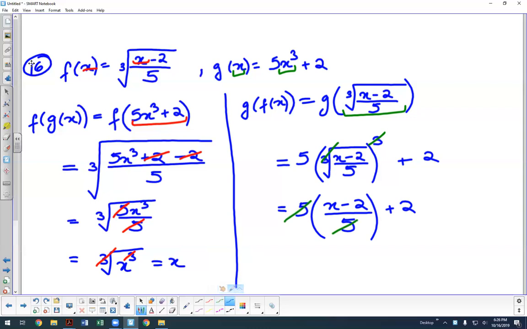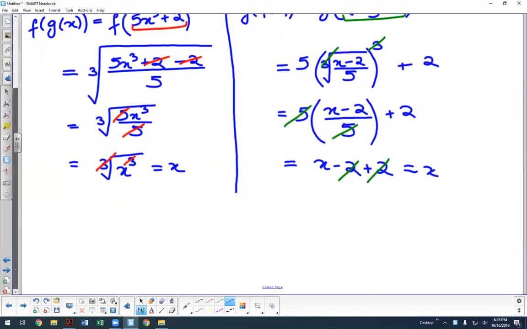And that will, of course, leave us behind with x minus 2 from the parentheses, and you have the plus 2 on the outside. And obviously, your 2's will cancel out last, giving you the x. So as long as you can show going both directions that we are going to get x, we know these guys are inverse functions.